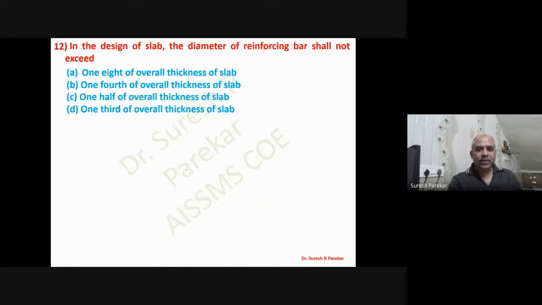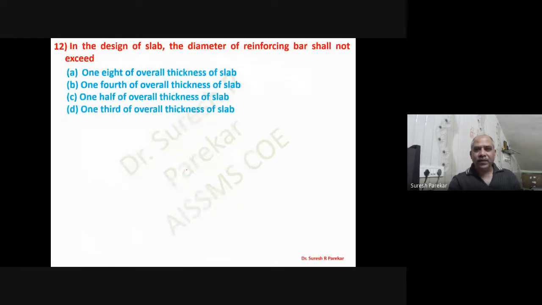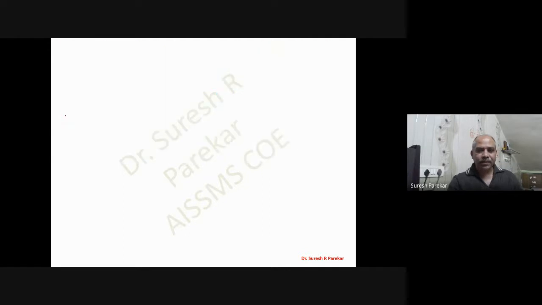Then in design of slab, the diameter of reinforcing bar shall not exceed. So we have just seen 26.5.2.2. That is 1/8 of overall thickness of slab. Option is A. So this is actually 1, 2, 3, 4, and therefore we have option that is 1.